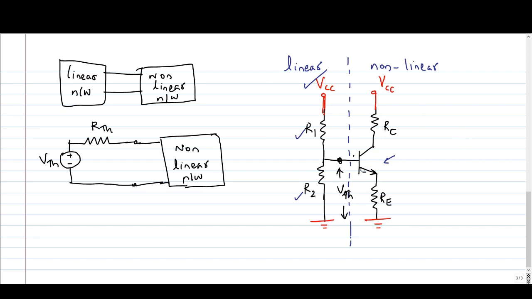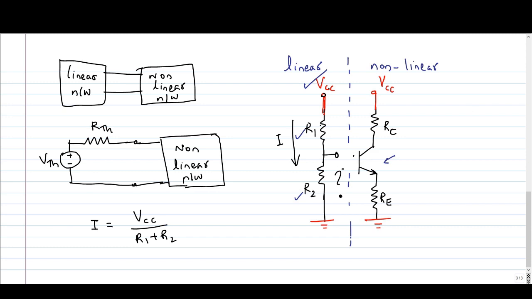Open circuit means you can open this terminal out. Now evaluate the voltage at this point. What is the open circuit voltage at this terminal with respect to ground? This is a simple circuit with a voltage source and two resistors. Suppose current I is the current flowing through this network. What is I? I is VCC divided by R1 and R2 in series, so VCC by R1 plus R2. That is the current flowing through these two resistors when I open this out.